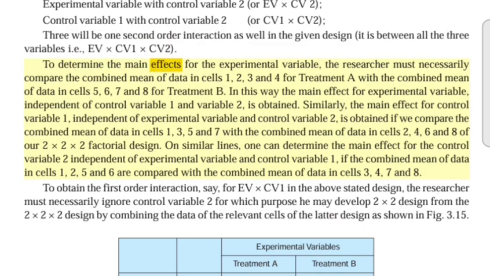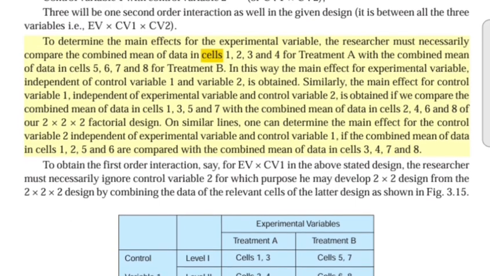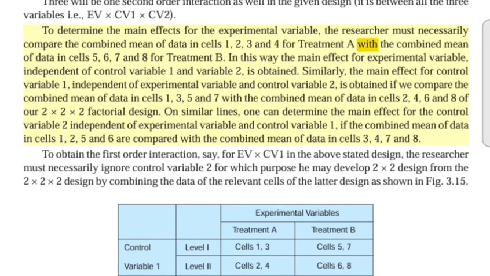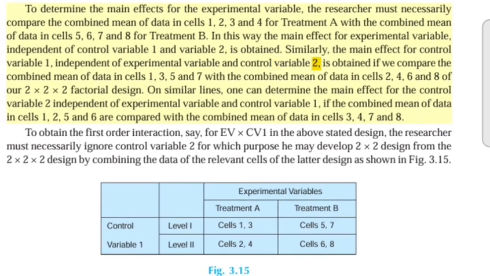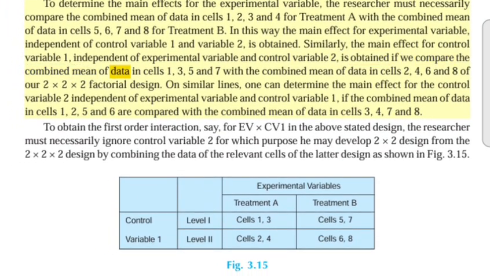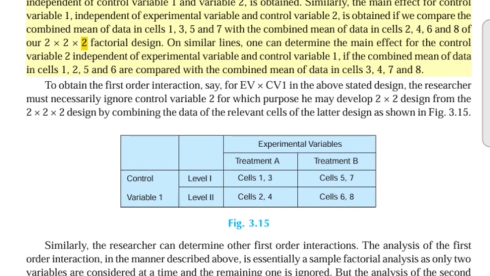To determine the main effect for the experimental variable, the researcher must compare the combined mean of data in cells 1, 2, 3 and 4 for treatment A with the combined mean of data in cells 5, 6, 7 and 8 for treatment B. In this way the main effect for the experimental variable, independent of control variable 1 and control variable 2, is obtained. Similarly, the main effect for control variable 1, independent of the experimental variable and control variable 2, is obtained if we compare the combined mean of data in cells 1, 3, 5 and 7 with the combined mean of data in cells 2, 4, 6 and 8 of our 2 times 2 times 2 factorial design.